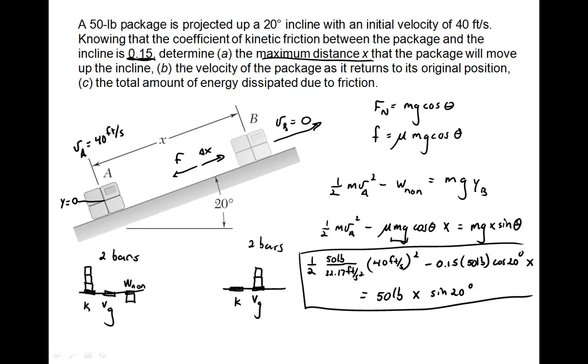Okay, then the velocity of the package as it returns to its initial position. So now it's going to slide back down the incline. So I'm going to start with this energy bar graph. And this gets a little tricky here. So at B, it's got no kinetic energy, and it's got 2 bars of gravitational potential energy. But it's going back down the incline now. So the displacement is down, the frictional force is up. I'm going to have negative work again. So the work done by non-conservative forces, I'm going to make that a negative 1 bar. So I have a total of 1 bar of energy.